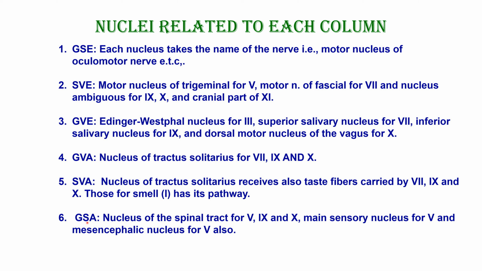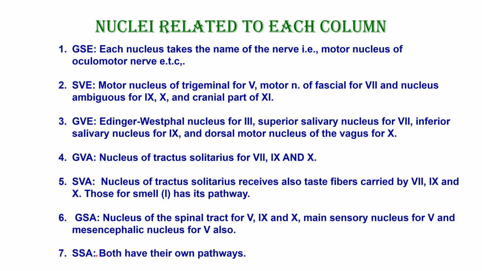When it comes to the general somatic afferent, the exteroceptives, there is the nucleus of the spinal tract of trigeminal for the 3 of them, the trigeminal, the glossopharyngeal, and the vagus. But for the trigeminal only, the main sensory nucleus and the mesencephalic nucleus. The last one, special somatic, both vision and hearing have their own pathway.